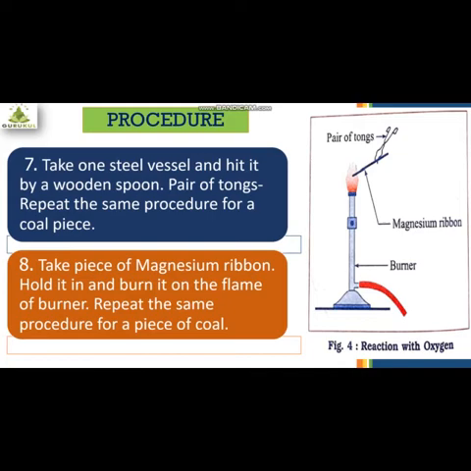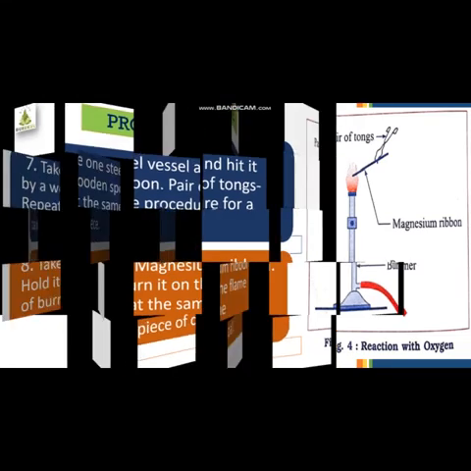Then eighth is take a piece of magnesium ribbon, hold it and burn it on the flame. That means I'm going to use a burner here. Repeat the same procedure for a piece of coal. So that means for the magnesium ribbon, I'm going to first heat it and then I'm going to heat a piece of coal. So here the heating process will be carried out.